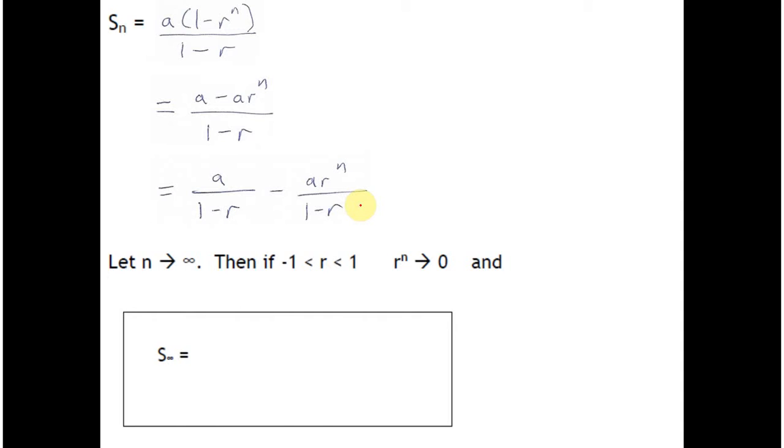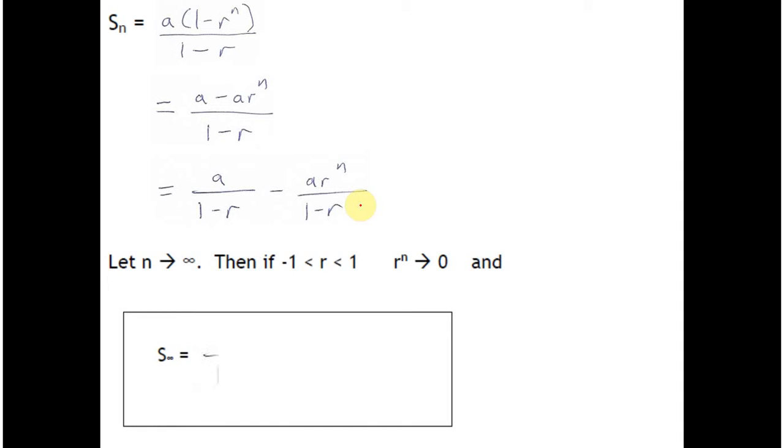Now at this point we've rearranged it so that one fraction has no n in it and one does. So now to do the sum to infinity we let n tend towards infinity. Then if r is between minus 1 and 1, r to the power of n would tend towards 0. For example, if r was a half, then r squared would be a quarter, r cubed an eighth. So we'll get closer and closer to 0 as n increases.